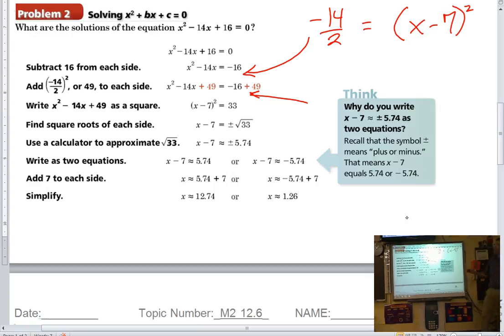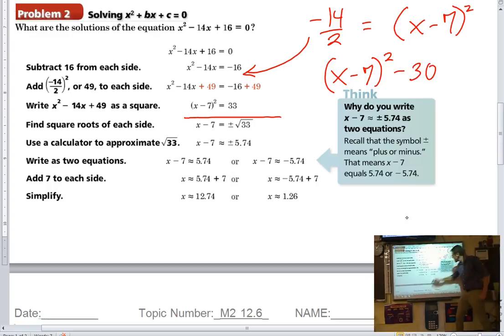So then, on our right side, we combine our constants. Negative 16 plus 49, we get 33. This, we then can solve for x and find our zeros. But right here, my question for you: if I didn't have anything below this line, forget about literally anything else that it says, what else do you think we could potentially do with that? If we subtract 33 from both sides, this becomes x minus 7 squared minus 33 equals 0.